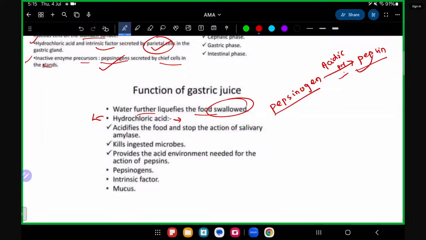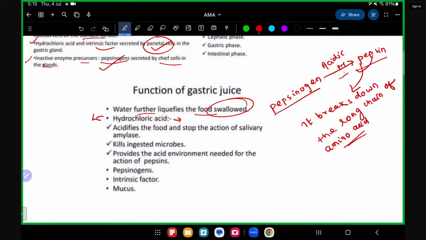It is the activated digestive enzyme. What does it do? It breaks down the long chains of amino acids of protein.